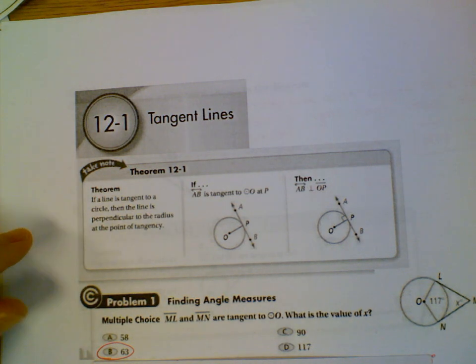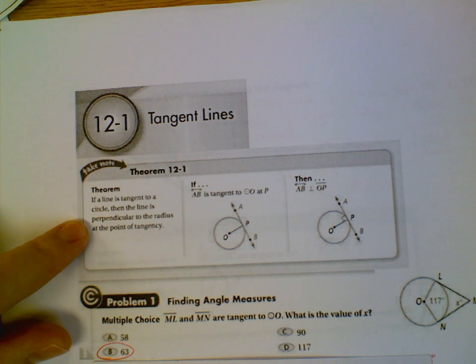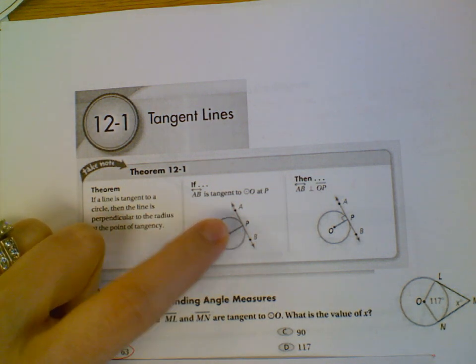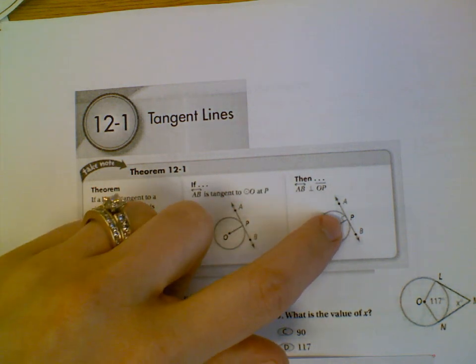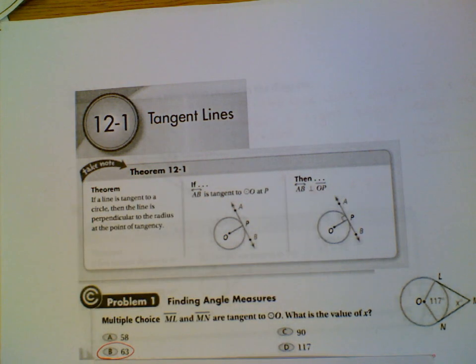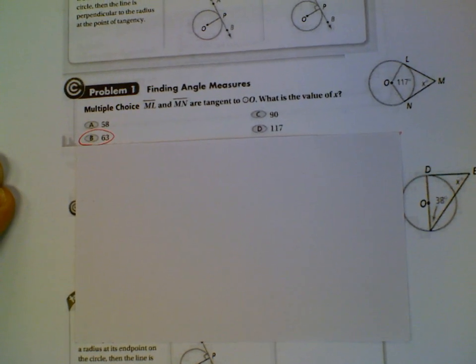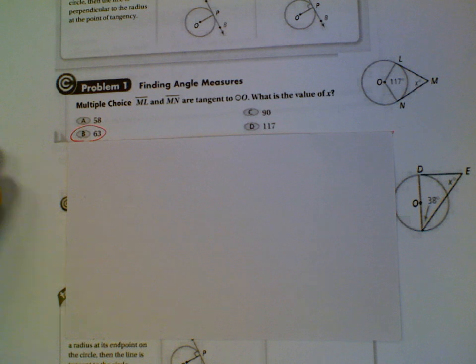This first theorem says if a line is tangent to a circle, then the line is perpendicular to the radius at that point of tangency. So if I know this line is tangent, then I know that makes a right angle right there. We can use that theorem to find the angle measurements within certain figures.